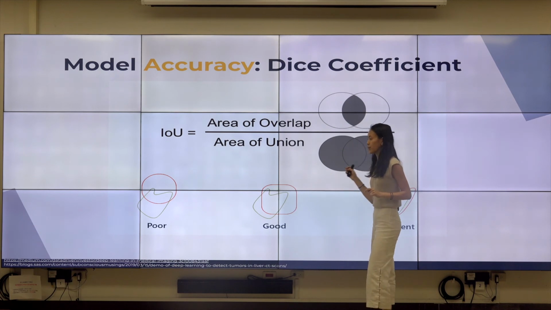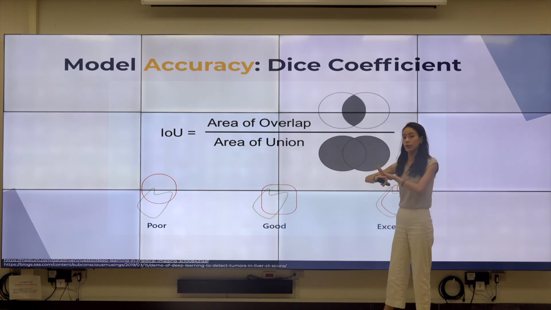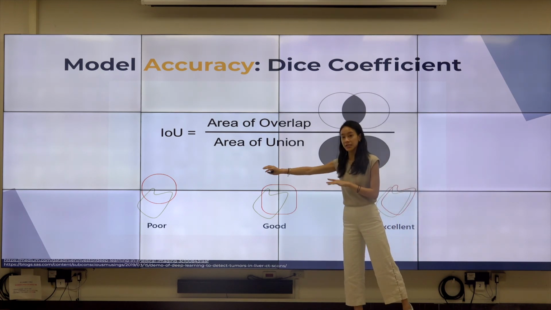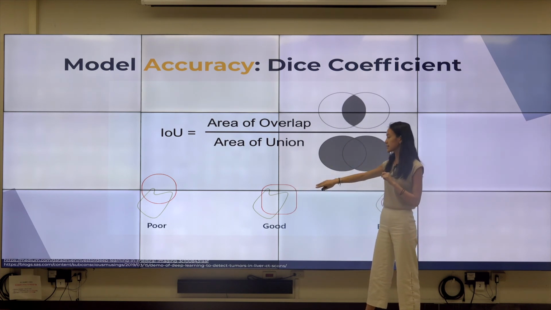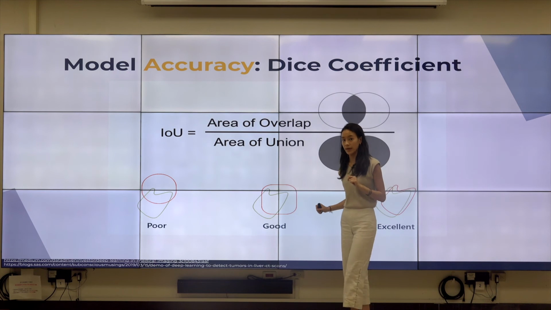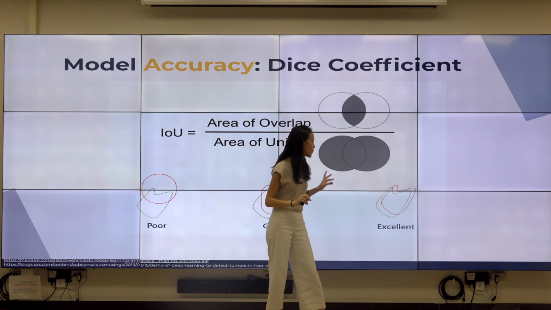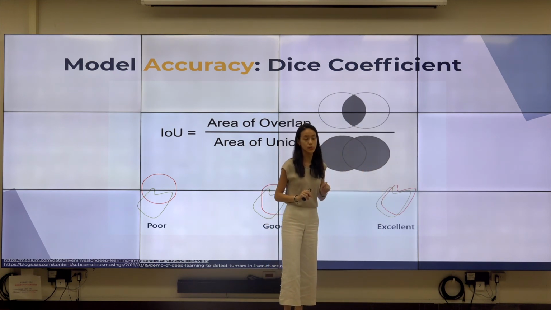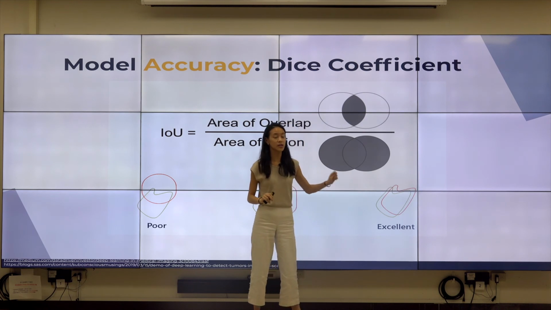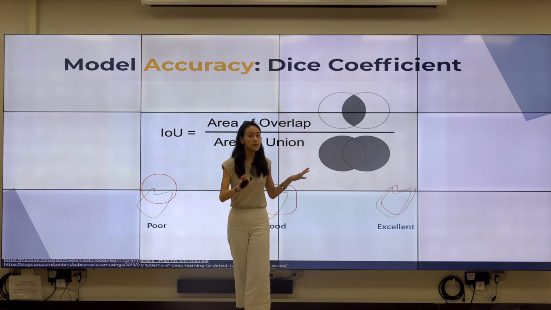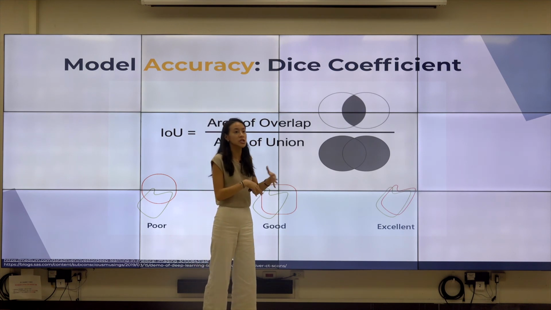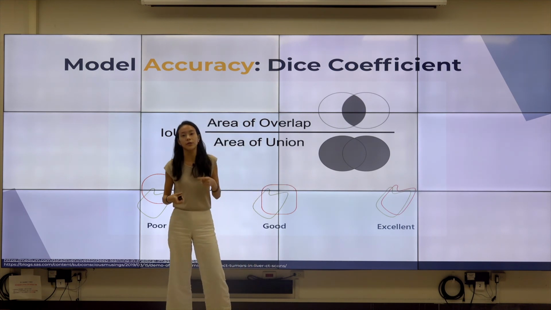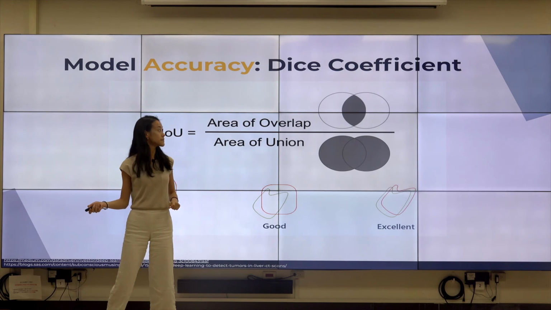A better example would be where there is more overlap. You can see comparing these two, there's more overlap between the predicted and the ground truth, so obviously the dice score for this one's going to be higher. And ideally what we would want to see is something close to this, where the predicted tumor and the ground truths are almost similar in terms of overlap, so that we can achieve the best prediction for the tumors that we're looking at.